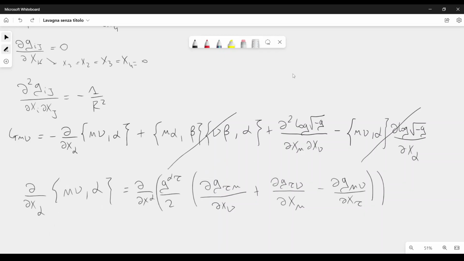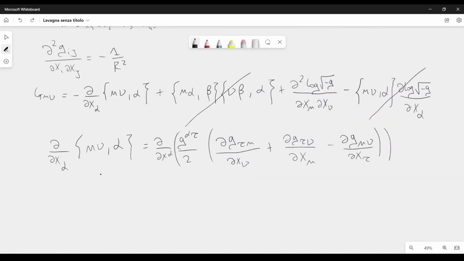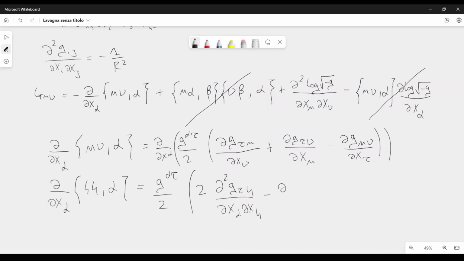So let's consider, for example, the derivative with respect to x alpha of, let's assume that mu and nu are equal to 4, so we have 4 alpha, and here we have g alpha tau divided by 2, and here we get twice the partial derivative of g tau 4 with respect to x alpha and x4 minus dg44 with respect to x tau. But this term here is equal to 0 because g44 is equal to 1. And also this term here is equal to 0 because we have to take the derivative with respect to x4, but that is 0. So this term here is 0.